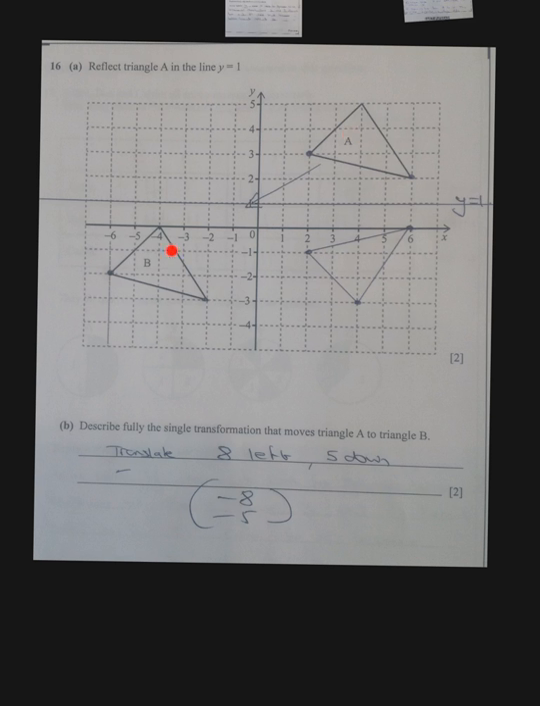Clearly it's not been made bigger or smaller, it's not enlargement. It's not been rotated because it's still looking exactly the same. So it must be translation. Remember, translation keeps the shape exactly the same.